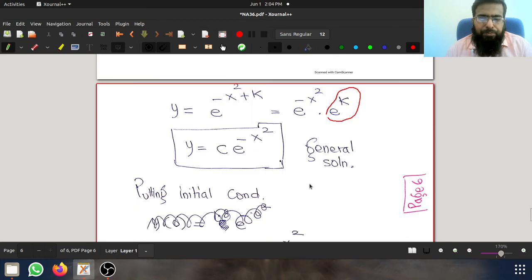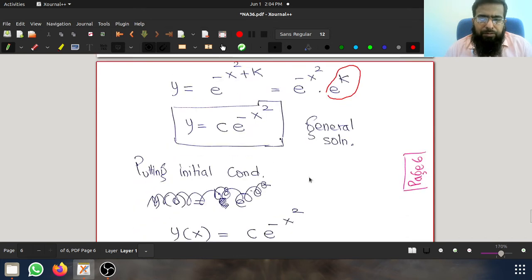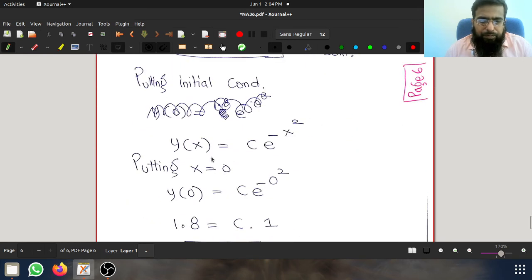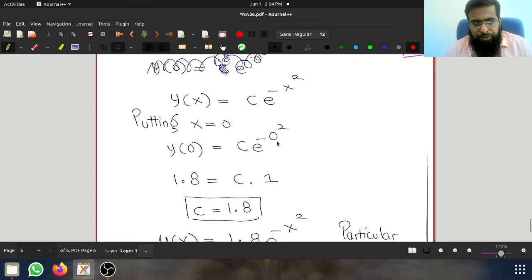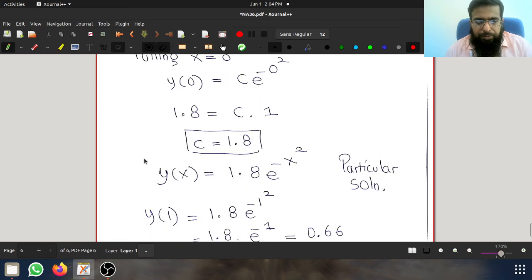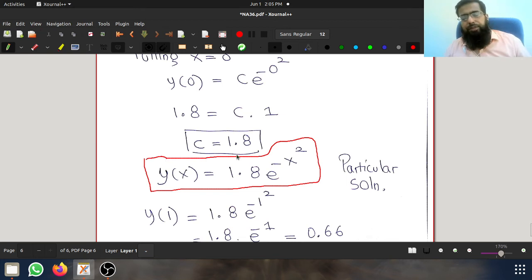So it's a general solution, and if we put in the initial condition y of 0 is 1.8, we can find the value of c. y of x is c e to the minus x squared, putting x equal to 0, y of 0 is given to be 1.8, and e to the minus 0 squared is e to the minus 0, which is 1, so c comes out to 1.8. So the particular solution is y of x is 1.8 e to the minus x squared. We studied differential equations in our last course.